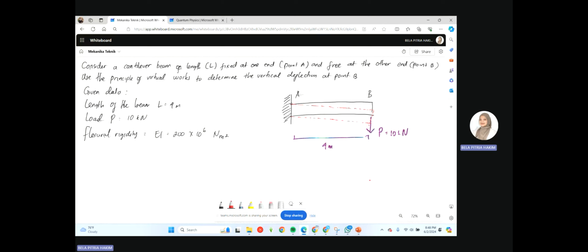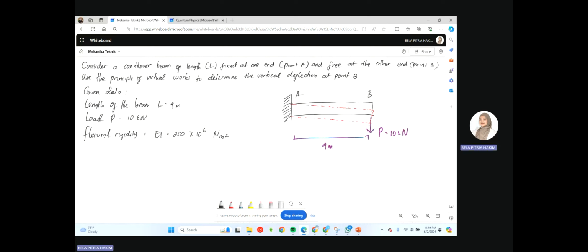I give you the given data: the length of the beam is 4 meters, the load P is 10 kilonewton, and the flexural rigidity of the beam is 200 times 10 to the power 6. First, we assume that there is a virtual displacement.